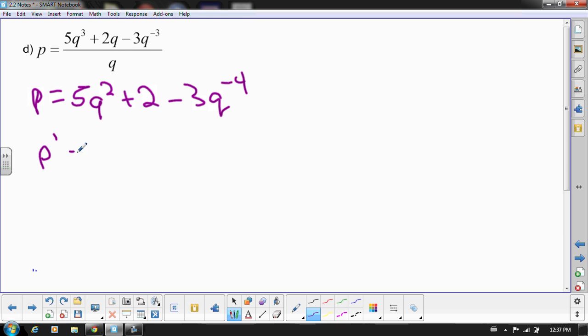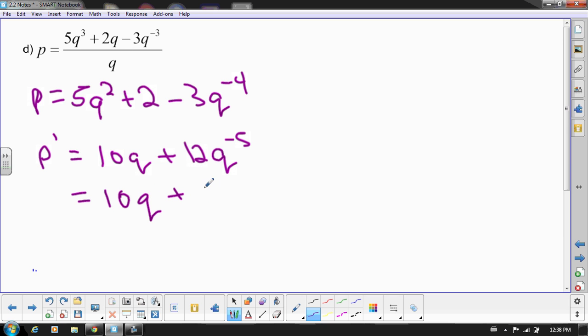Now I'm able to actually do the derivative. So 5q squared, the derivative is going to be 10q. The derivative of 2 is 0. And then we're going to have plus 12q to the power of negative 5. So I got my last cleanup step. So 10q plus 12 over q to the power of 5. And then that would be the kind of answer that I'm looking for. So again, right now, for a question like this, you want to simplify it so that you have a composite function where you're adding and subtracting multiple things.